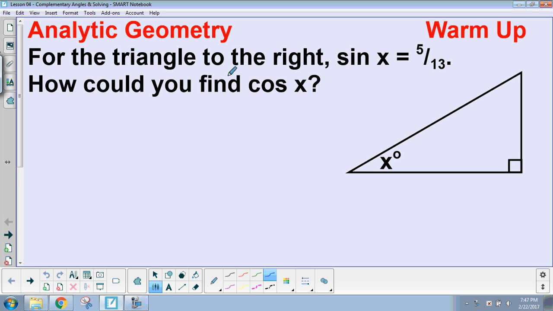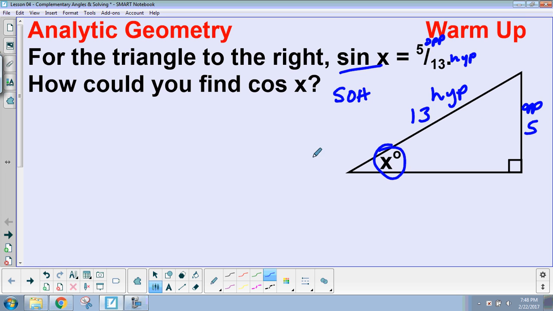So, for the triangle to the right, sine x equals 5 over 13. Well, sine, remember, from SOHCAHTOA, is opposite over hypotenuse. Okay? So, if that's the case, then if our reference angle is x, opposite would be this side. Hypotenuse would be up here. So its corresponding measurements will be 13 here, 5 over here.